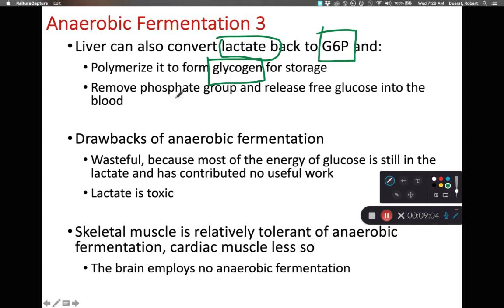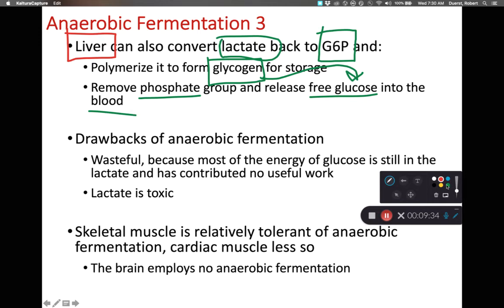And when we look at this process, this glycogen can be turned back into glucose by removing the phosphate groups from them, and that free glucose will then be dumped back into the bloodstream. A lot of students miss the key point here, that this only happens in the liver. This does not happen with other tissues of our body. The liver is the only organ in the body that will store glucose and then dump glucose in the bloodstream.